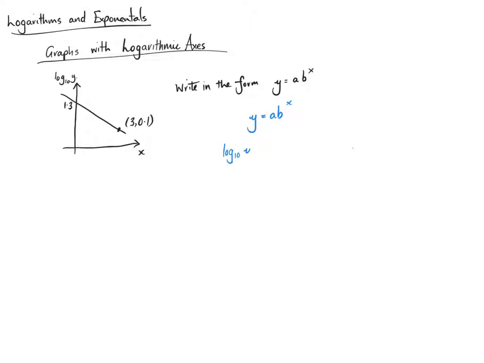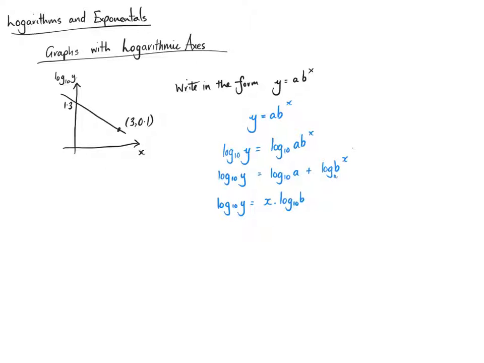So we get log to the base 10 of y on this side equals log to the base 10 of ab to the x. We can then split our right hand side, so we're going to get log to the base 10 of a plus log to the base 10 of b to the x, and that's equal to log to the base 10 of y. Okay, so again, a little bit of rearranging. Log to the base 10 of y is equal to x times log to the base 10 of b.